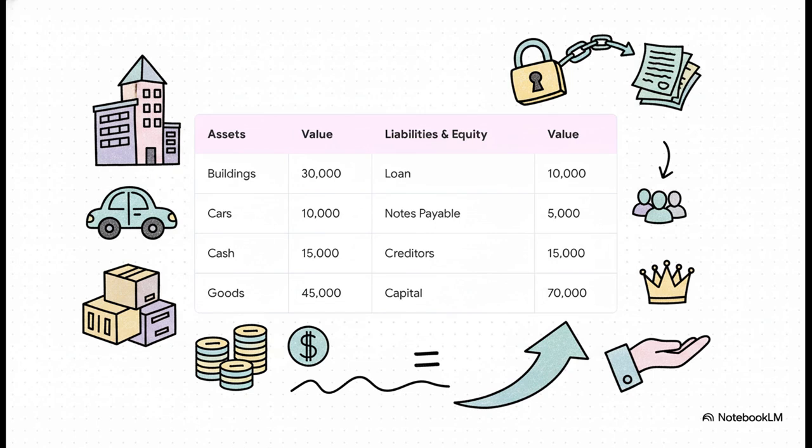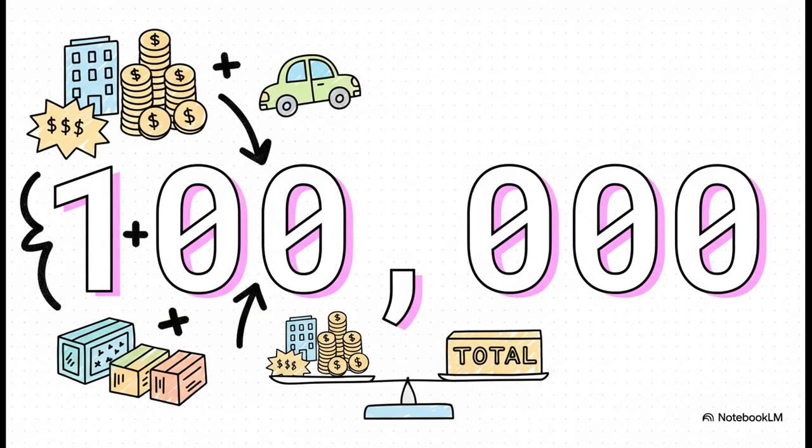So, have a look at this table. On the left side, you see all the company's assets: its buildings, cars, cash, inventory. And on the right, that's the story of where the money for all that stuff came from. You see its liabilities, a loan, some formal IOUs, money owed to suppliers, and right below that you see the owner's equity, the capital they put in themselves. So let's run the numbers real quick. On the asset side, we've got $30,000 for buildings, plus $10,000 for cars, $15,000 in cash, and $45,000 in goods. Add all that up, and we get a grand total of $100,000 in assets.